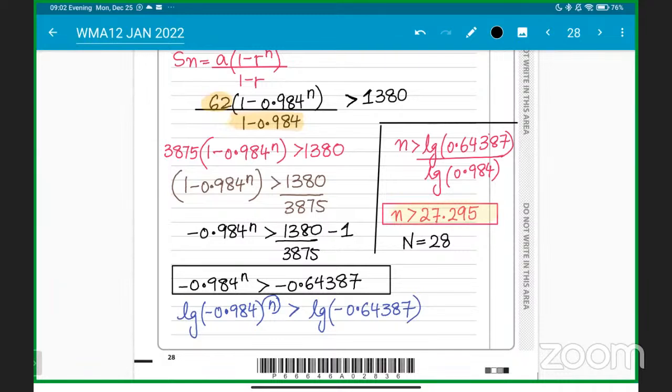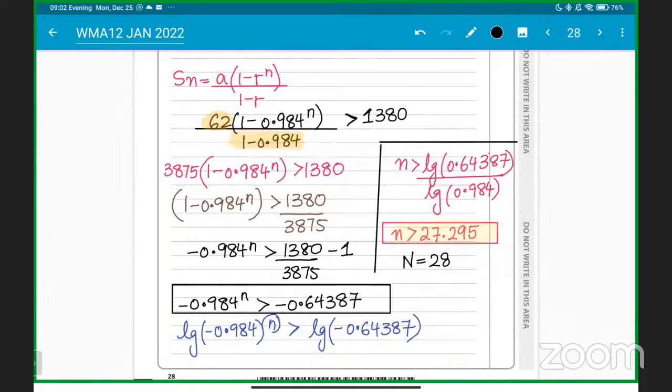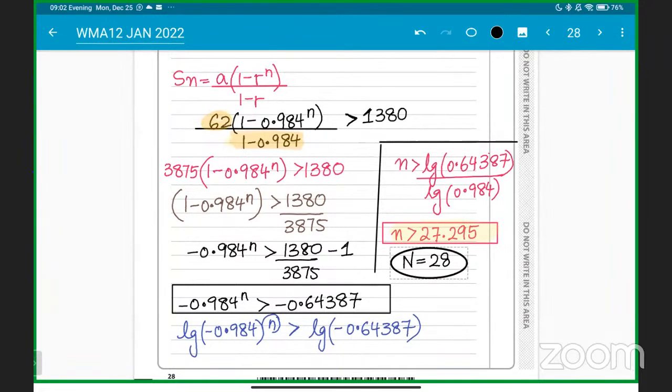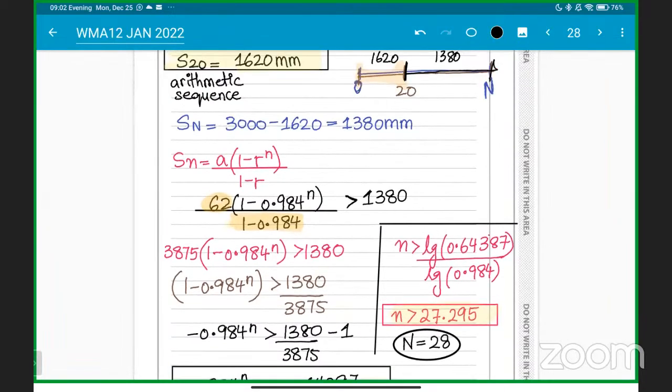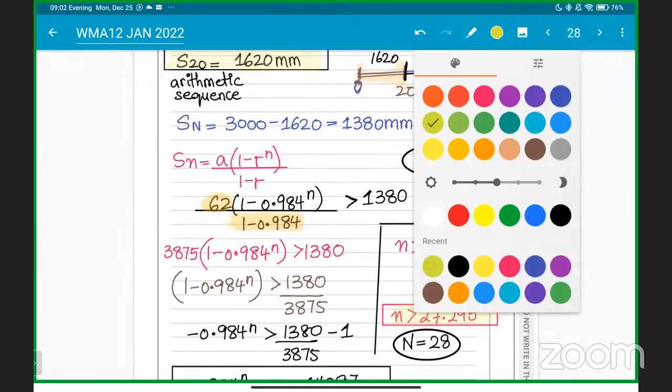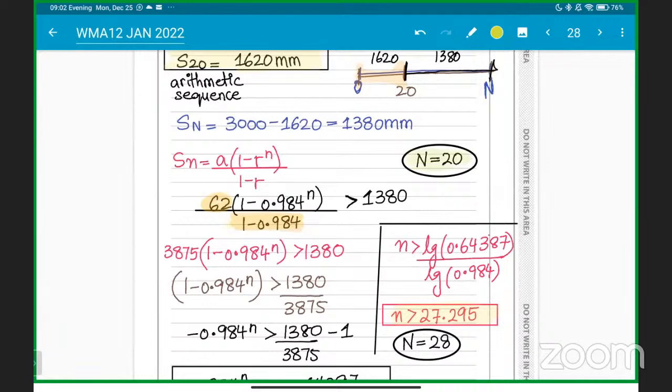Everyone with me, following? Everyone is clear? 28 is coming here. Understand that this 28 is basically from the geometric sequence. This is 28 hits from the geometric sequence, and 20 hits from the arithmetic sequence are also there. So it will be 20 plus 28, which makes 48. The total number of hits required is 48.